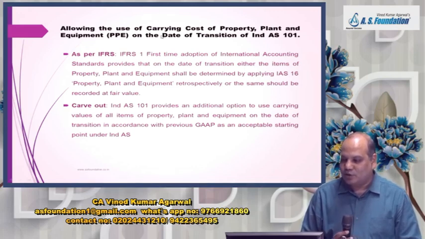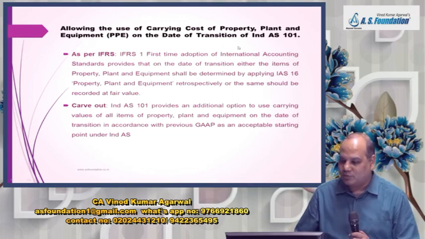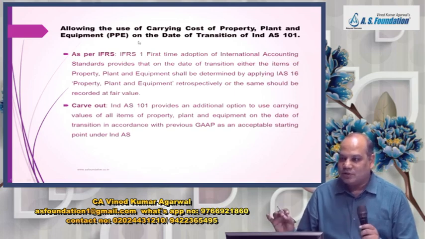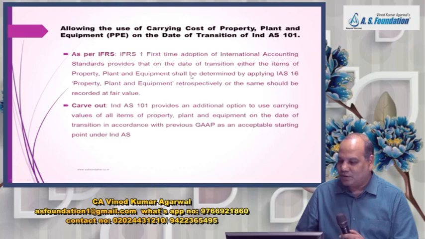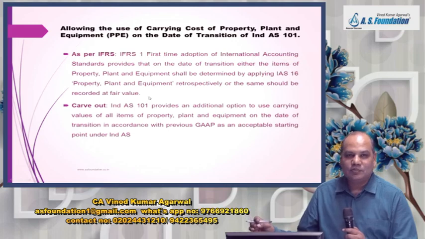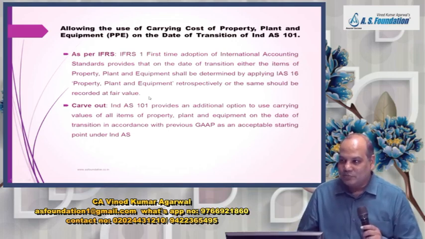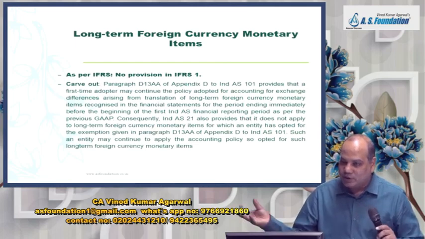Next is allowing the use of the carrying amount of property, plant and equipment on the date of transition to Ind AS 101. Now this also I'll just quickly explain. In Ind AS 101, you can simply take the existing carrying amount as deemed cost. Whereas in IFRS, you can either apply IAS 16 or fair value. Existing carrying amount cannot be taken as it is, because that may be based on anything. You may not provide depreciation at all also.